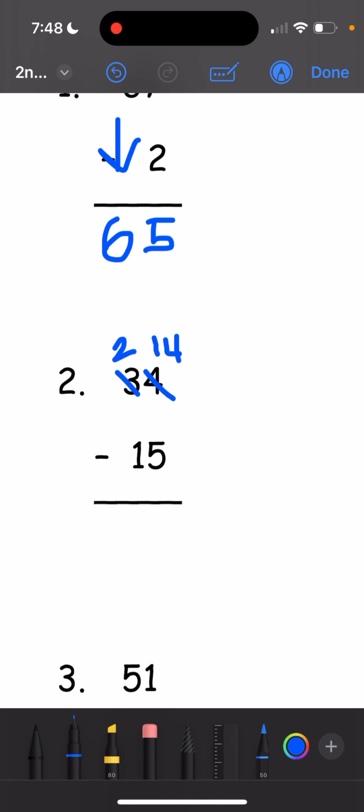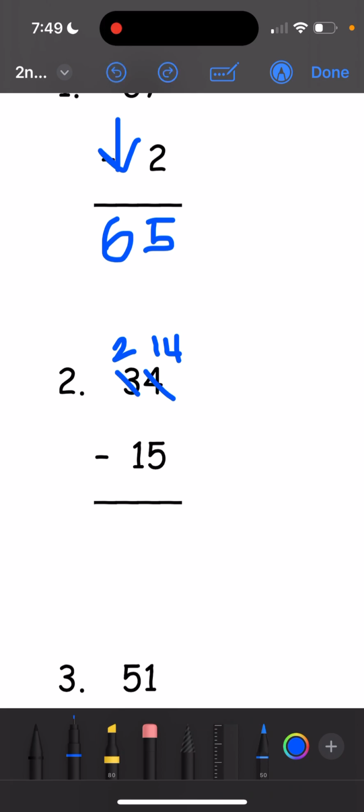Do you guys get it? Because 4 isn't enough to subtract by 5, you're going to take away a 10 from the tens place right here, so the 3 becomes a 2, and you're going to add that 10 we took away to the ones place over here, so the 4 becomes 14.